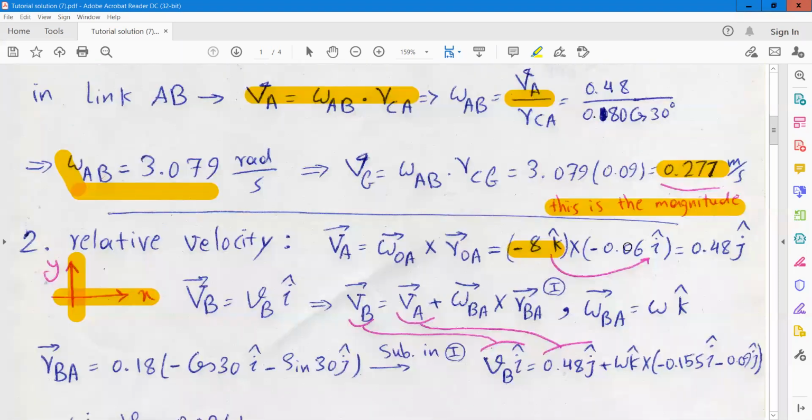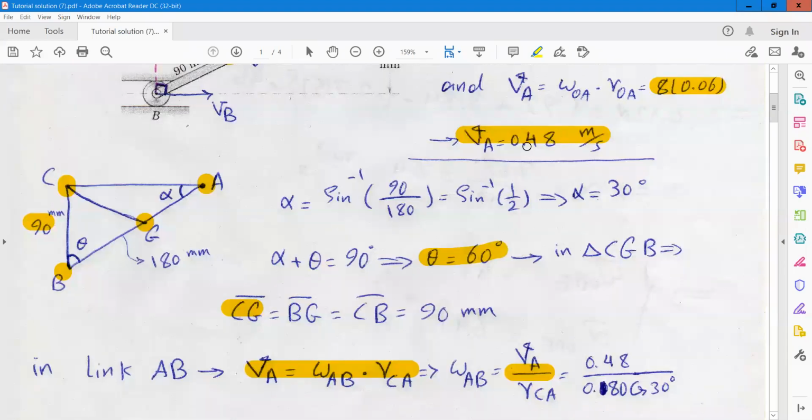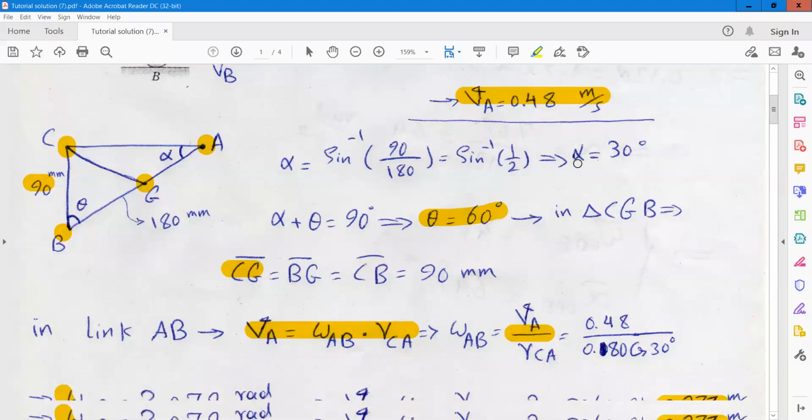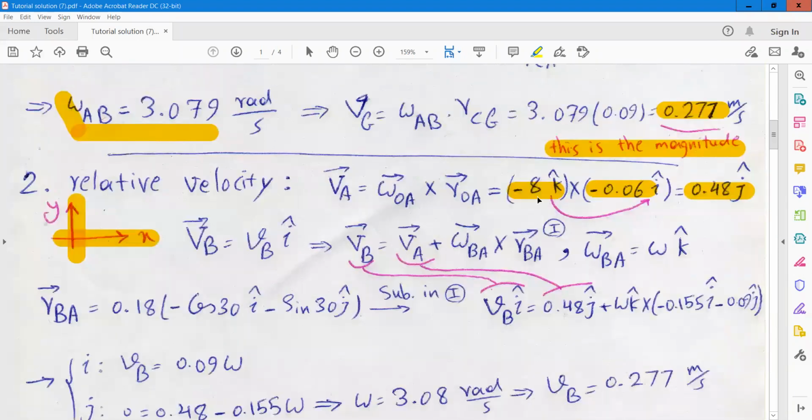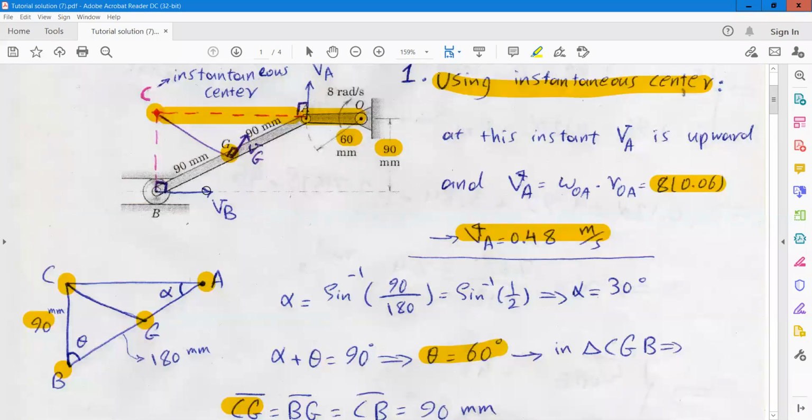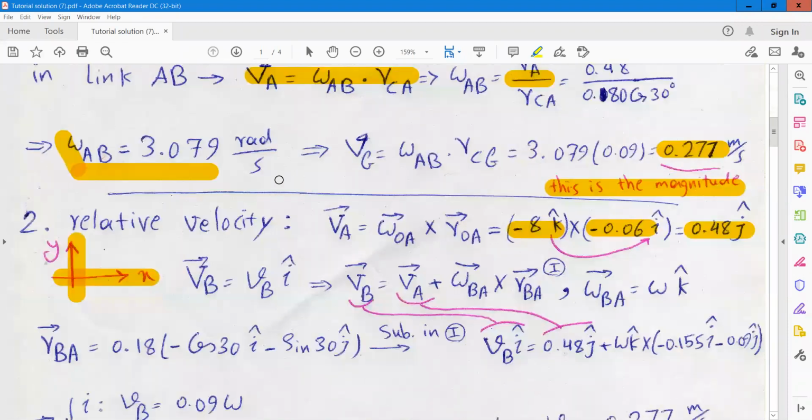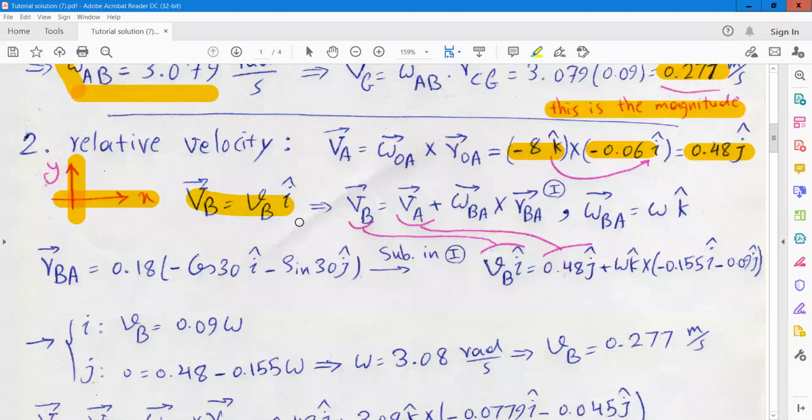So here we can substitute. And finally, the velocity of A in vector form is 0.48 j. In the previous part, we used a scalar form, but here we are using the vector form of the velocity. So for the velocity of B, again using this coordinate system, you can see that B is moving to the right hand side, which is the positive direction of x-axis. So VB in vector form is equal to VB i.